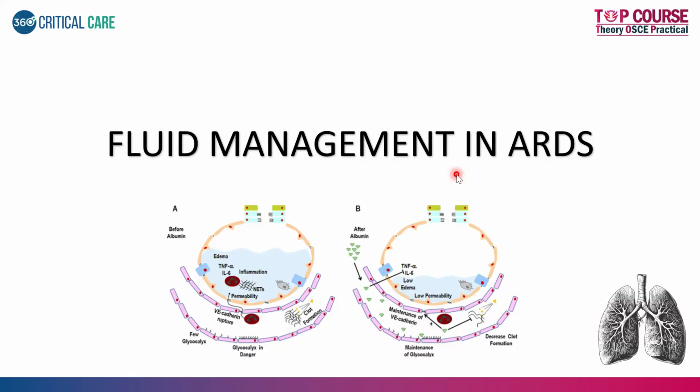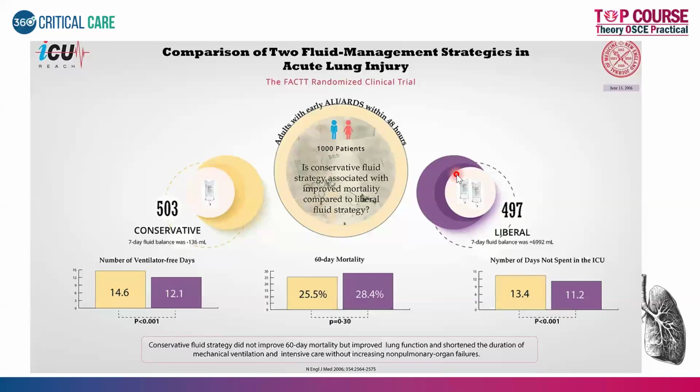So, coming to the trial that we all know about, that is the FACT trial. It was actually published way earlier, in 2006. Okay, and that was the time when the AECC definition was still in picture. So at that time, there was some discrepancy about cardiac and non-cardiac cases for the inclusion criteria in the definition of ARDS. What they looked into in the FACT trial was: does a conservative fluid strategy, that is a 7-day fluid balance of roughly 136 ml, compare with a liberal 7-day fluid balance, which was as high as 6 liters?